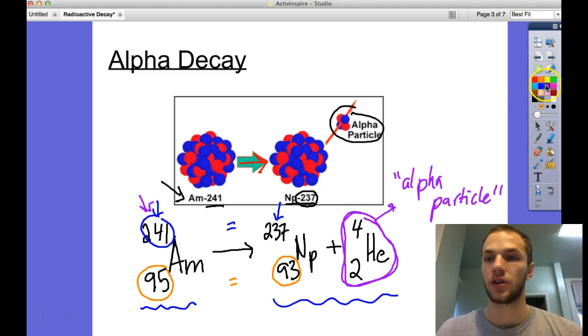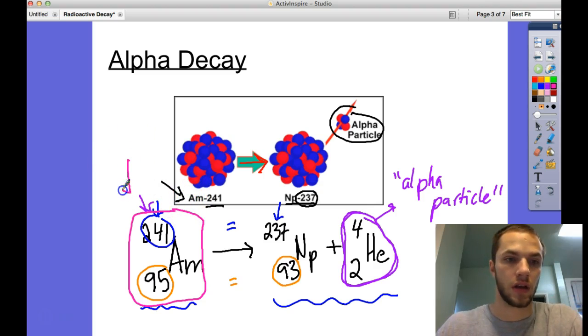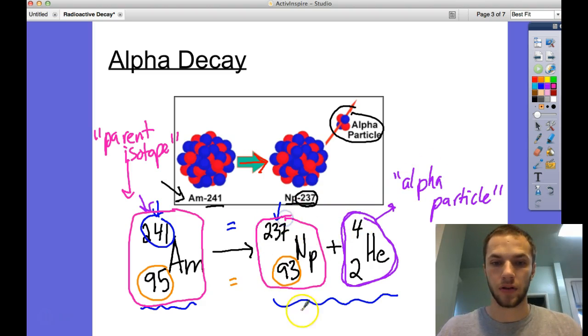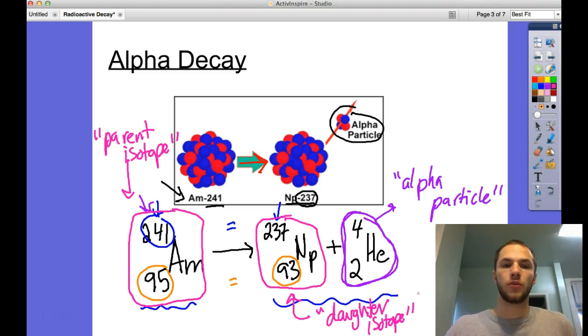There's two other vocabulary terms we need to know, and I'm going to highlight those here in pink. The isotope that you start with, what's on the left side of the arrow, is called the parent isotope. The isotope that you end with, not the alpha particle, but the isotope that you end with, is what's given off, what's released. It's the product of this isotope, and it is called the daughter isotope. So the vocab words you need to know: parent isotope is what's on the left of the arrow, the daughter isotope is what's on the right side, and the alpha particle.